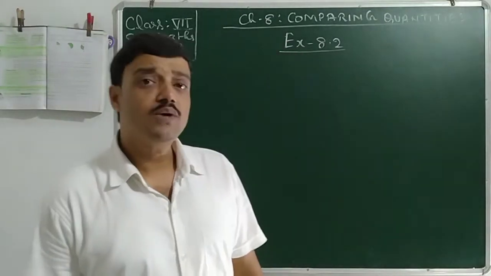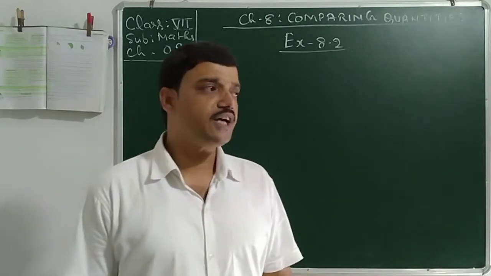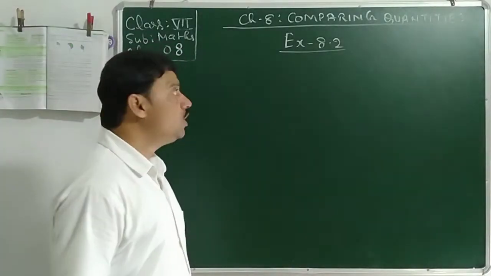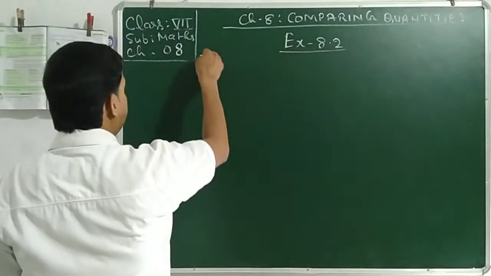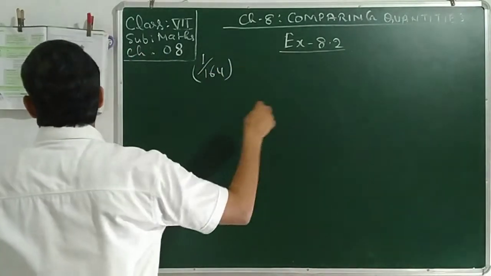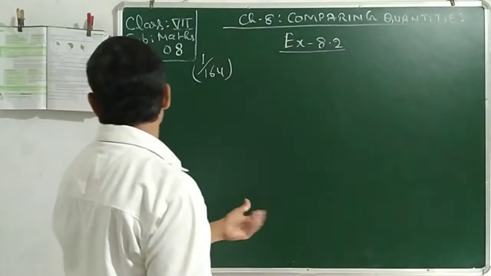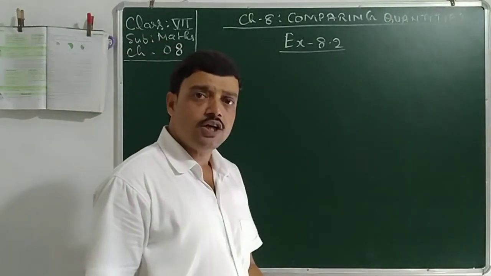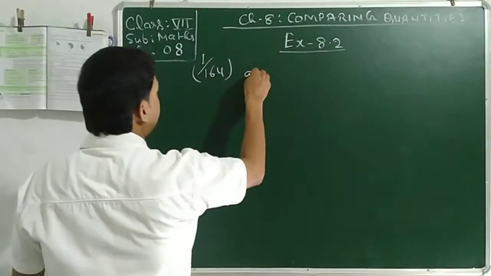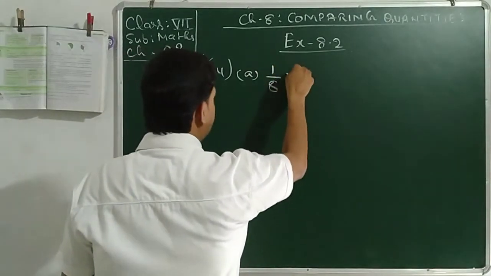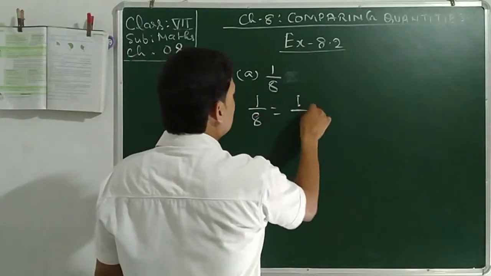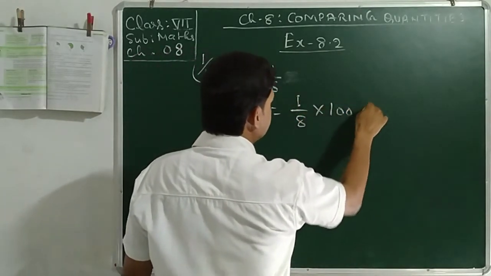Today I will explain you exercise 8.2 of your NCERT Maths for Standard 7. Come to exercise 8.2, look at the first sum that is on page number 164 of your NCERT Maths book. In the first number, you are asked to convert the given fractional numbers to percent. To convert a fractional number to percent, we need to multiply those numbers by 100. That is 1 by 8. We will solve it. 1 by 8 equals 1 by 8 into 100%.